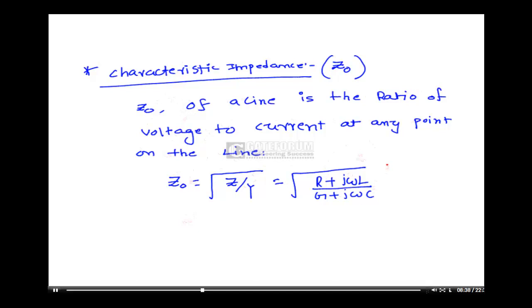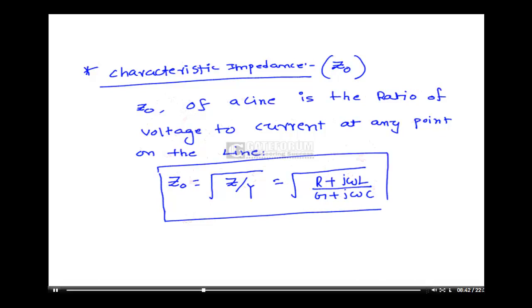So I can define the characteristic impedance of a transmission line in terms of primary constants of a line. Here the two important ones are the propagation constant gamma and the characteristic impedance of a line. Now we will see for a lossless line.